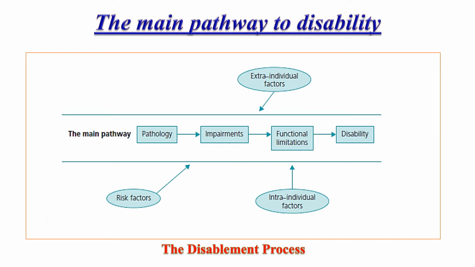This figure represents the simple scheme for the disablement process, which starts from the main path to the disability, from the pathology to impairments to functional limitations and disability. And you can notice several factors that may affect this pathway, which are risk factors, extra-individual factors, and intra-individual factors.